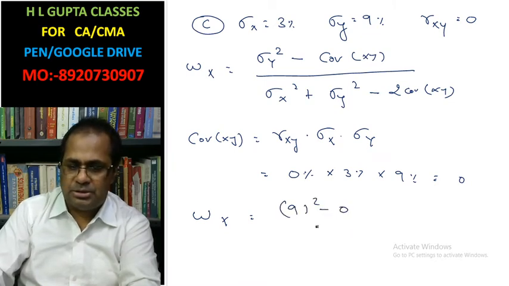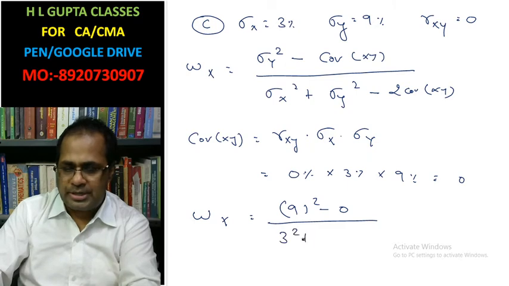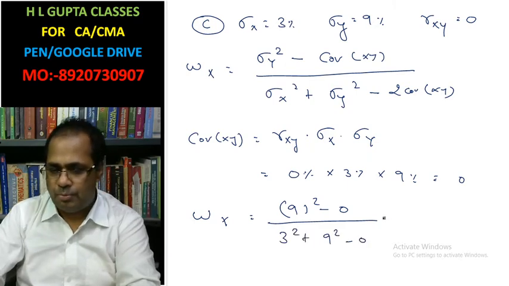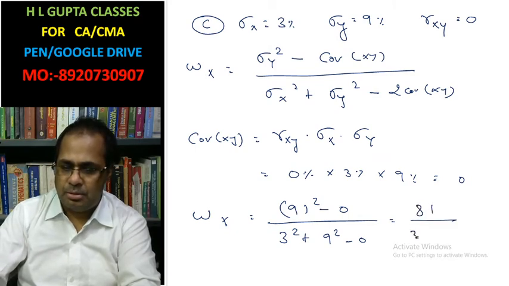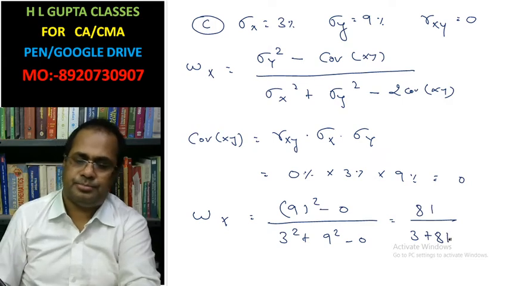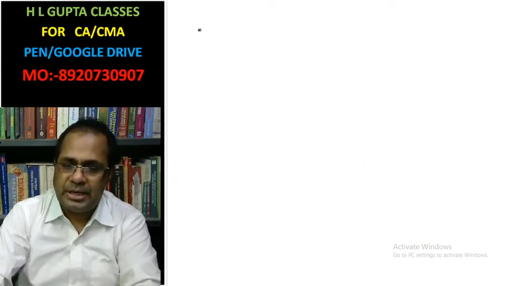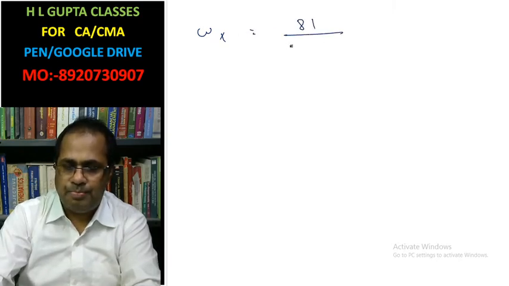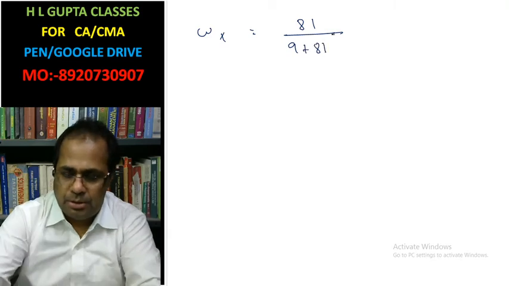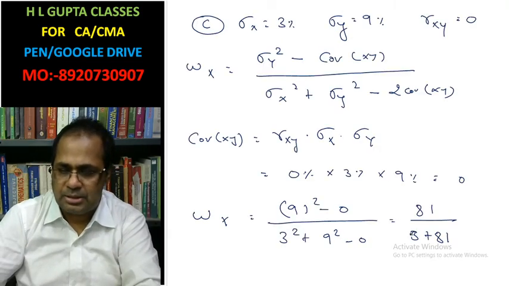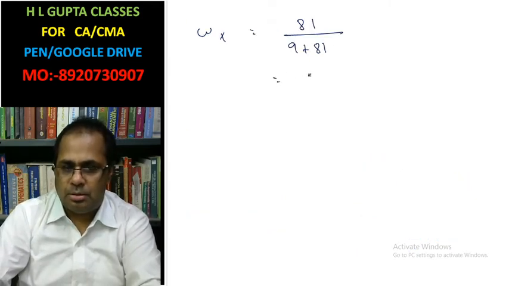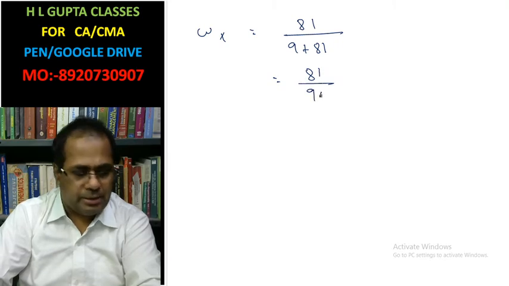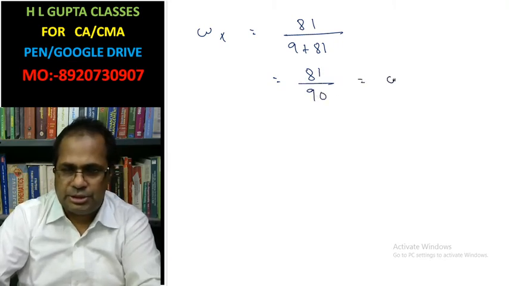In this case, weight x is calculated as 9 squared minus 0, divided by 3 squared plus 9 squared minus 0. So weight x is 81 divided by 9 plus 81. This is 9, 3 squared is 9. Okay. 81 divided by 90. This is 0.90.